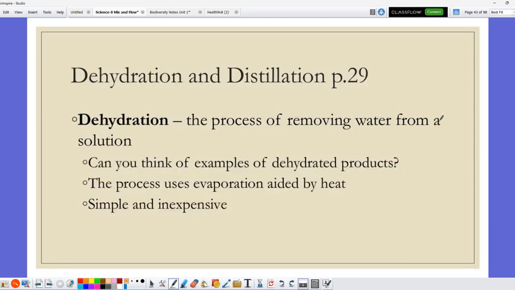We'll look at dehydration and distillation. Dehydration is the process of removing water from a solution. Can you think of examples of dehydrated products? I can. Space food is dehydrated. Probably beef jerky is also dehydrated. The process uses evaporation aided by heat. It's very simple. It's inexpensive. You can buy dehydrators as well if you wanted to make your own banana chips and get rid of the water from it.